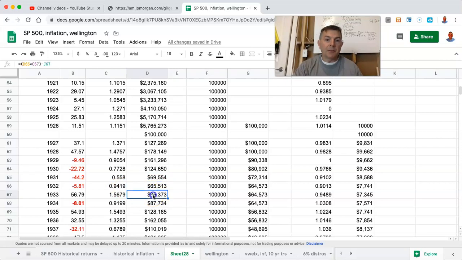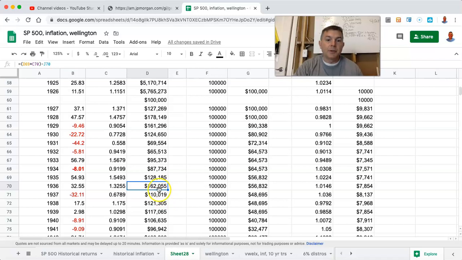Then we're up 56%, and we're up 65,000 times 1.567 minus the amount of cash we needed, so we're still up to 95. And then the next year we're down 8. See how that's going? Then we're up 54, up 32, so up 54. And then we got to take the cash out of here, up 32. We got to take the cash out of here.